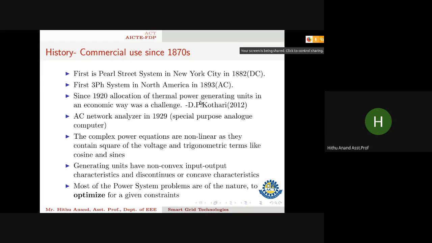So it was actually taken from the D P Kothari textbook. This reference I made from the textbook. The AC network analyzer was actually the first special purpose computer, an analog computer. It was able to do load flow studies, similar to the problem we are dealing with. It had some limitations, but this AC network analyzer was basically a large kind of computer. It was not made of transistors.